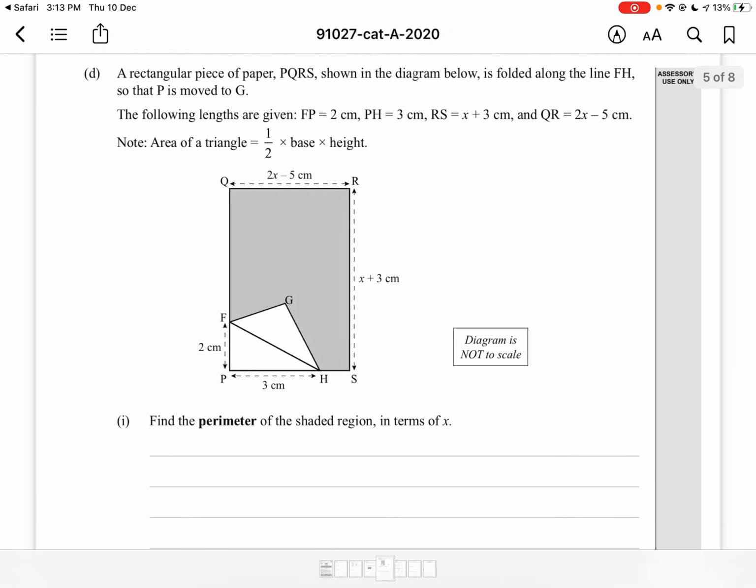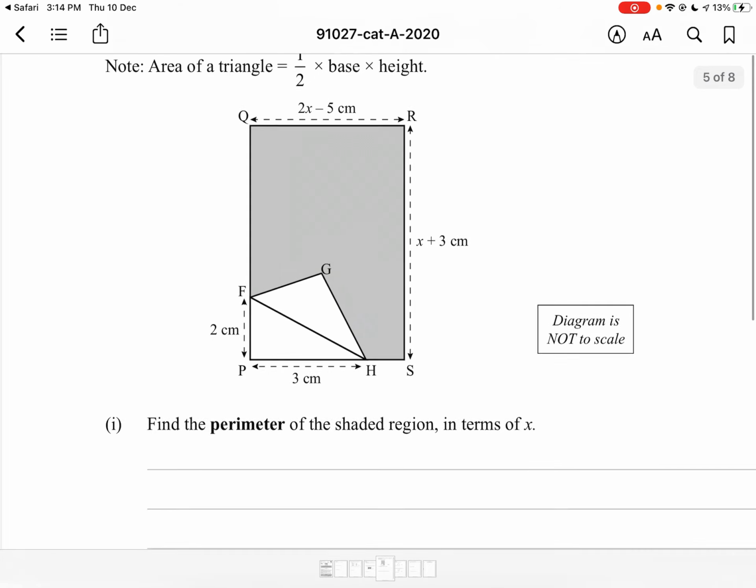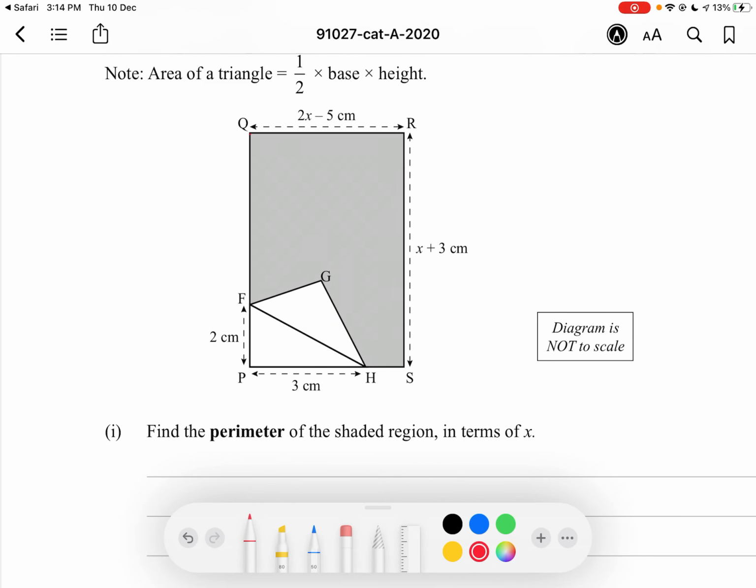A rectangular piece of paper PQRS is shown in the diagram below, and it's folded along the line FH so that P is moved to G. The following lengths are given: FP equals 2, PH equals 3, RS equals x plus 3, and QR equals 2x minus 5. Find the perimeter of the shaded region. Okay, so that will be this highlighted red here.